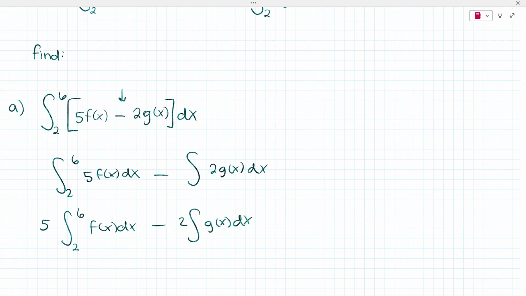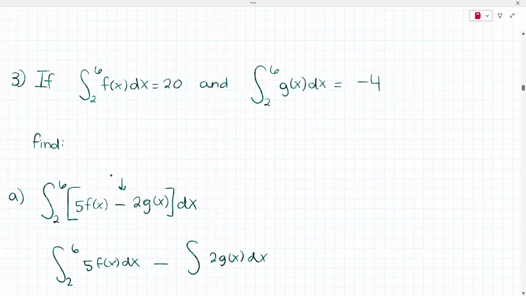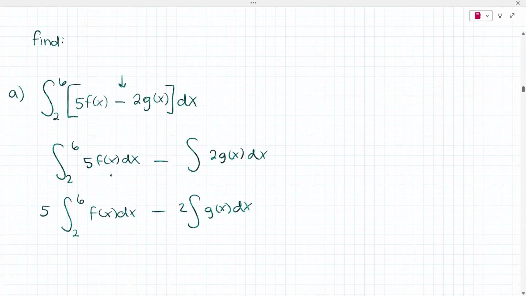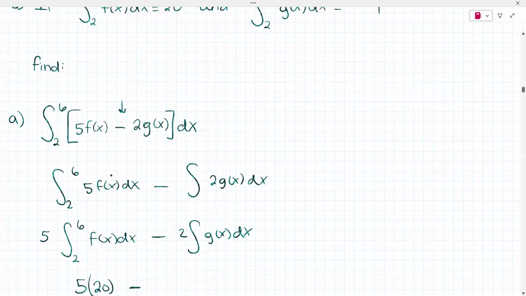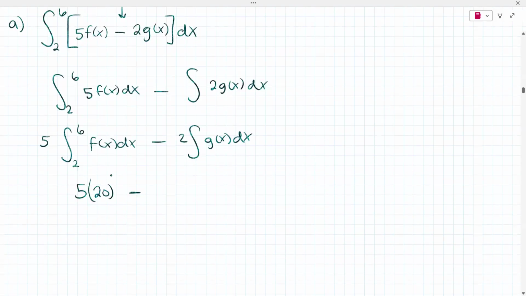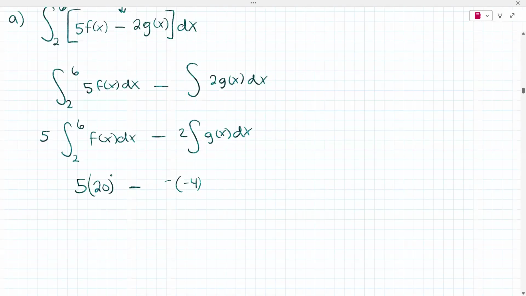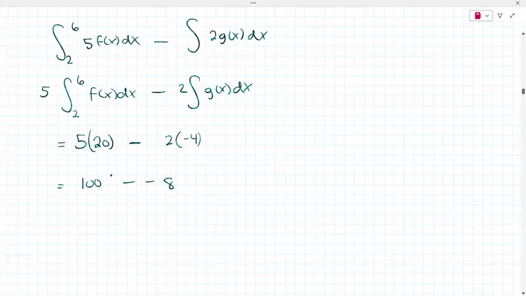Okay, so what is the integration from 2 to 6 of f of x dx? It is 20, right? And then you bring down this 5, minus, what is the integration of g of x? It is -4. And then bring down this 2. Okay, so 5 times 20 is 100, and then it's minus 2 times -4, which is minus -8, and the minus becomes a positive. So it's really 108.